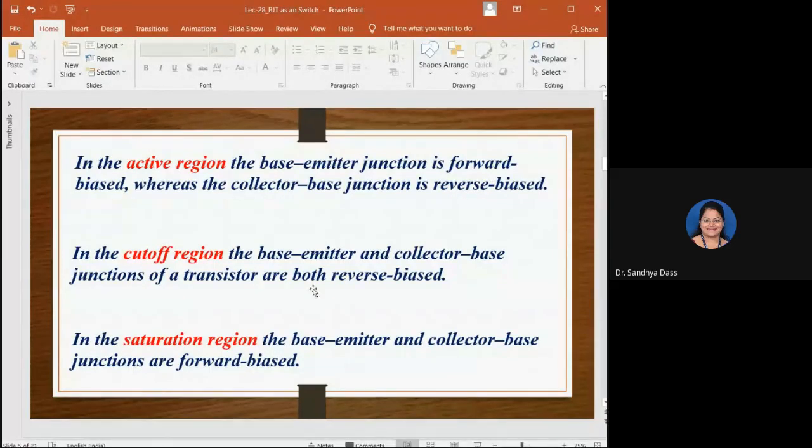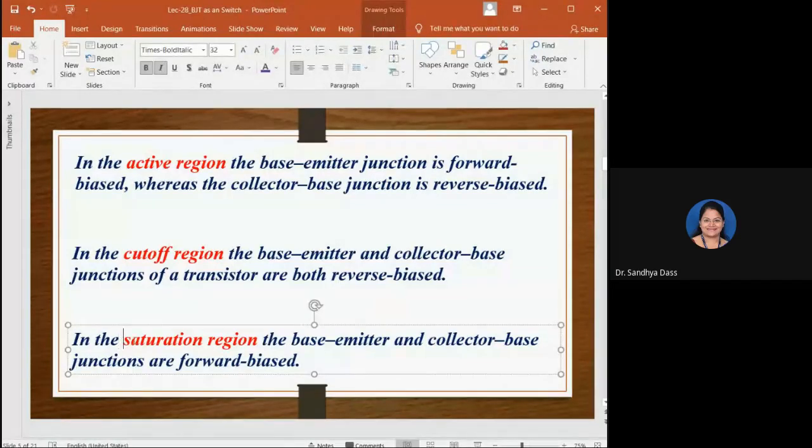Now, coming to the other two regions, the cutoff region. In the cutoff region, both the junctions, that is the base-emitter junction and the collector-base junction, will be reverse biased. This is a very important point to understand.